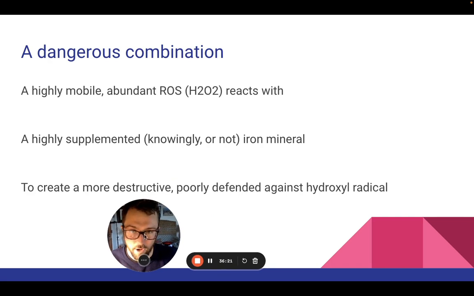Dangerous, very dangerous. This highly mobile and abundant ROS, H2O2, is reacting with a highly supplemented iron, knowingly or not, where we're eating iron in regular food, and then with processed and enriched food, it's making more iron available to create a more destructive, poorly defended against hydroxyl radical. Boom goes the dynamite.